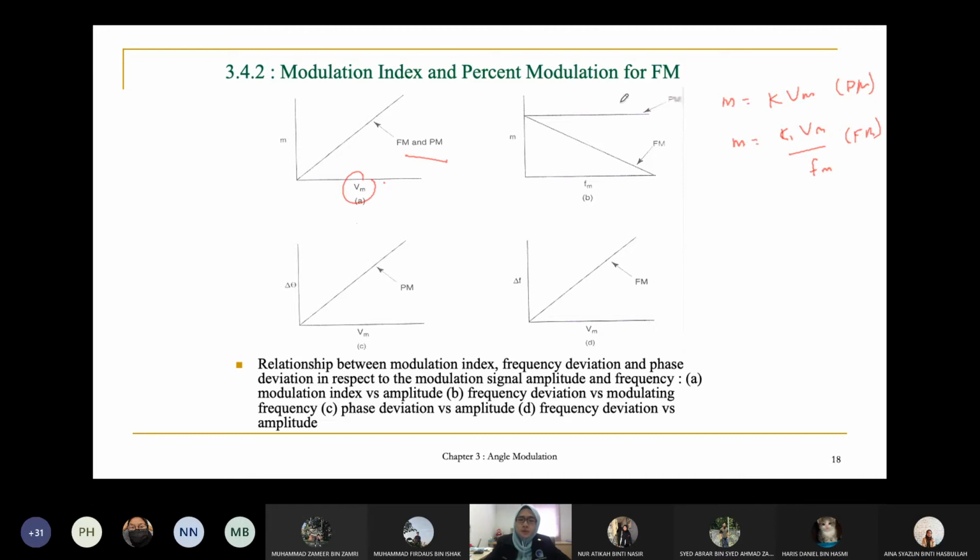Okay, but this is the graph of M with respect to Fm, the modulating signal frequency. For phase modulation, the modulation index is not affected by Fm, because you can refer to this equation. This is just M equals KVm. There is no Fm here, so for phase modulation, M is not affected by Fm. But for frequency modulation, M is inversely proportional to Fm. It means that if the value of Fm increases, then the modulation index will decrease. But if the modulating signal frequency decreases, the modulation index will increase. Okay, it is inversely proportional.